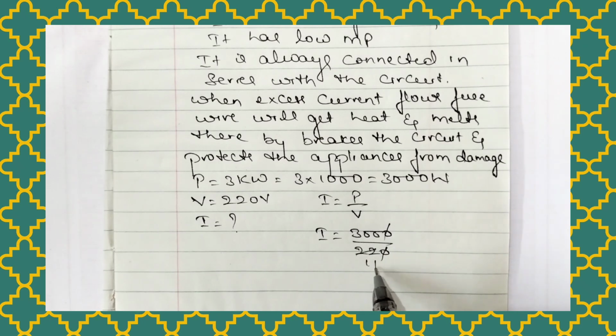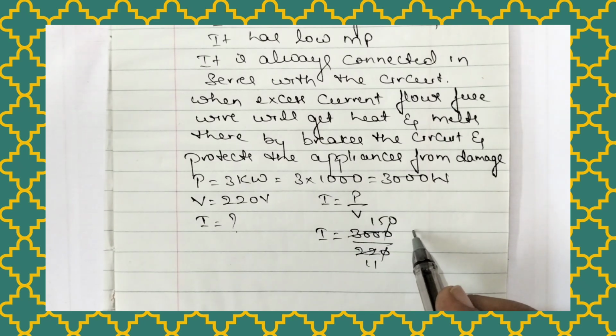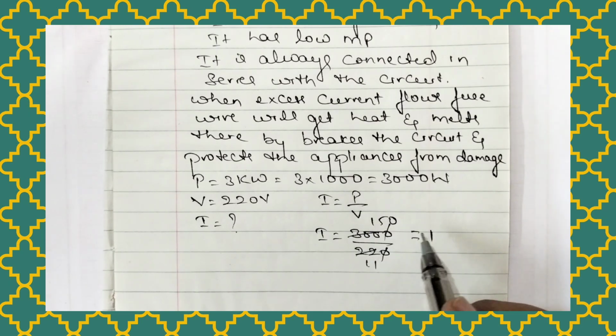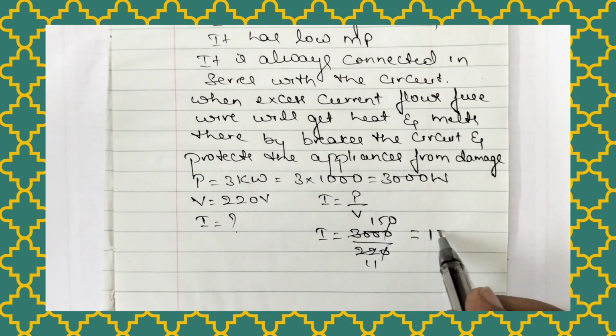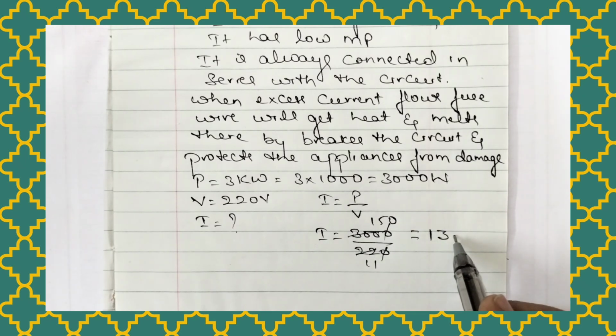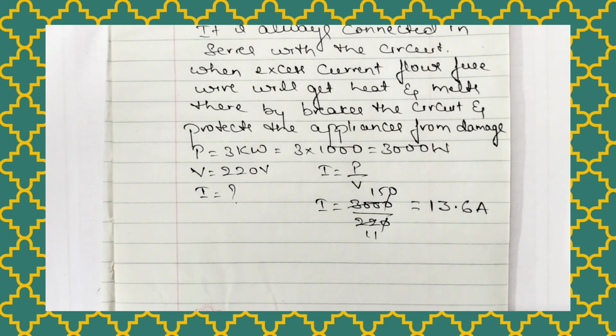So 150 by 11. So 150 divided by 11. 11 1s are 11, 4 carried, 40. 11 3s are 33, 7 carried. Putting 7 after the decimal point gives 13.6. So the current drawn by the electric heater will be 13.6 ampere.